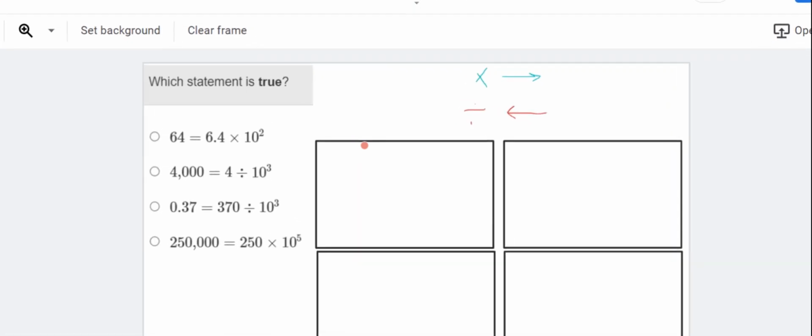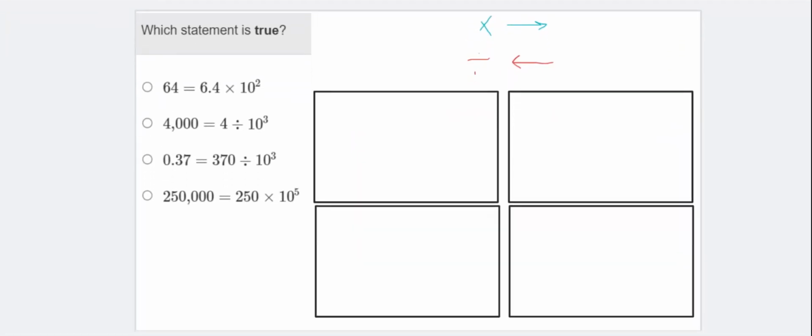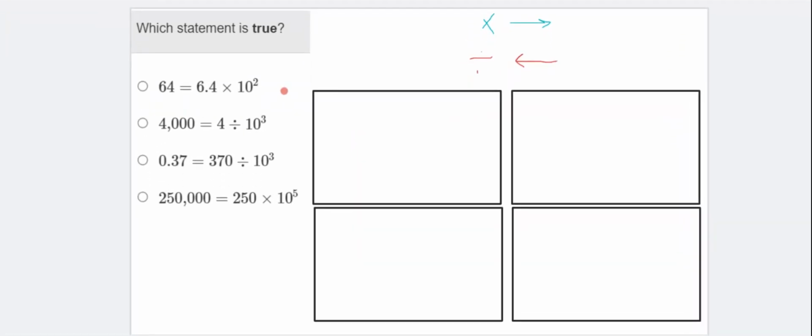Let's take a look at this question. It says, which statement is true? And we can see here there are different equations. Some of them are multiplying by a power of 10, and some of them are dividing by a power of 10. I want to find the one statement that is true.